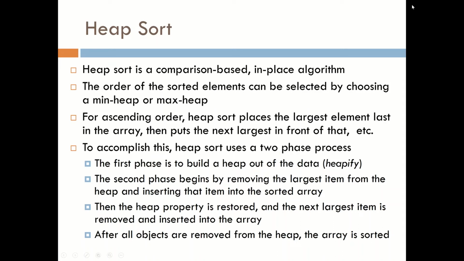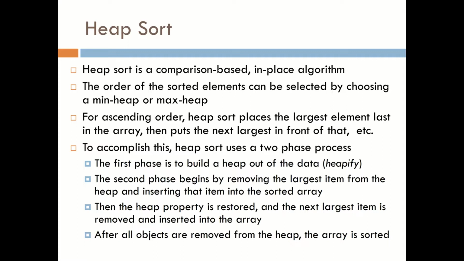Let's examine heap sort. Heap sort is one of our efficient sorting algorithms. Its big O is n log n with respect to time. And this is a comparison-based in-place algorithm. That means that its space efficiency is also order n. And the order of the final sorted elements is selected by choosing either a min heap or a max heap.